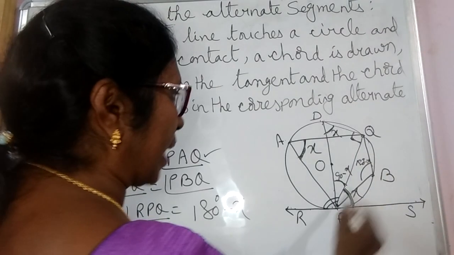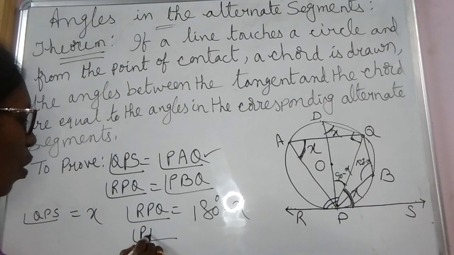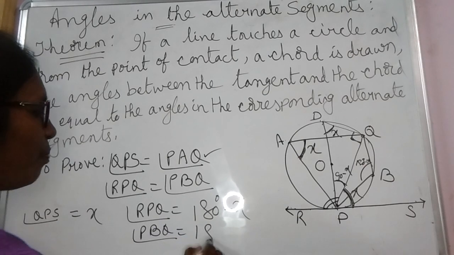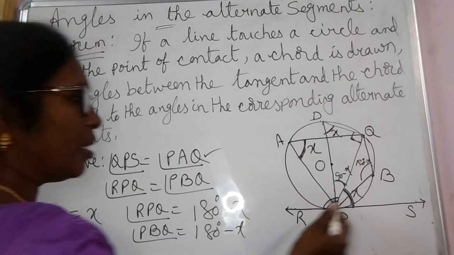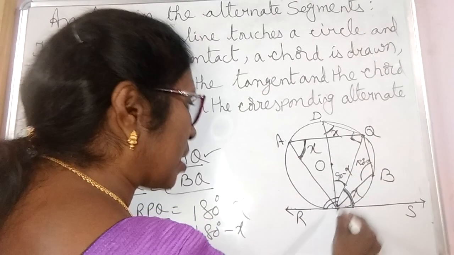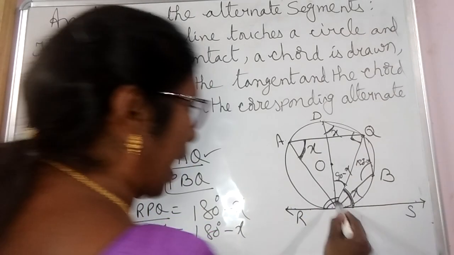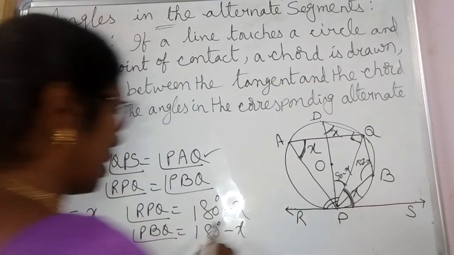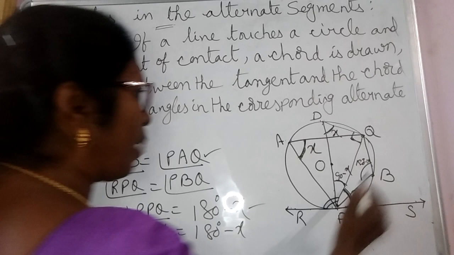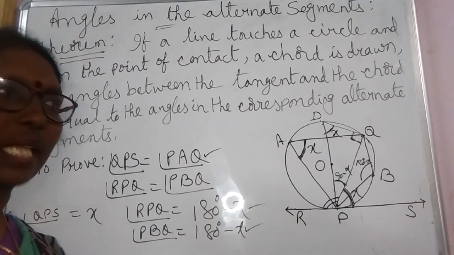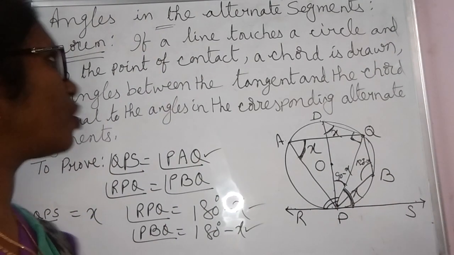So, we got angle PBQ also 180 degree minus x. So, you see, this is also the angle between the chord and the tangent. Angle RPQ is 180 minus x. Angle PBQ also 180 minus x. So the theorem is proved.